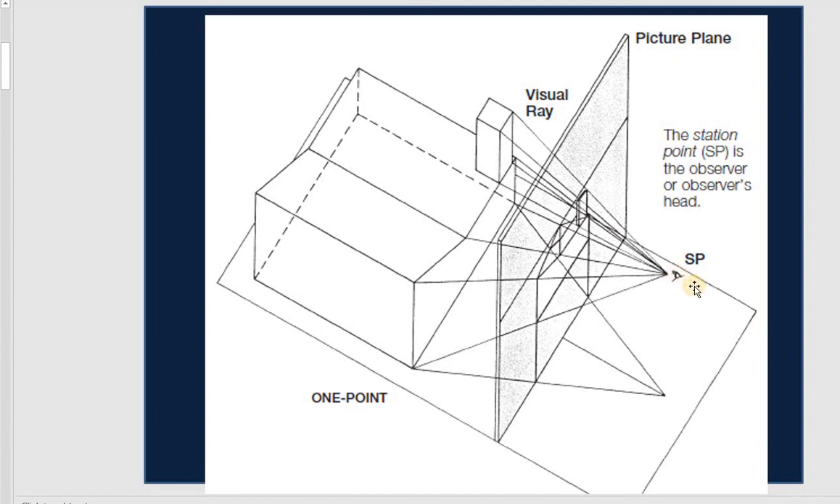And when you stay here, you look through the project on the picture plane, you see everything on the picture plane. And the line of view, when you look at one of the points of the object, you call that the ray line, the one from where you stay to look, to view the project through the picture plane. So that is the station point. SP stands for station point, where you stay to look or view the project.